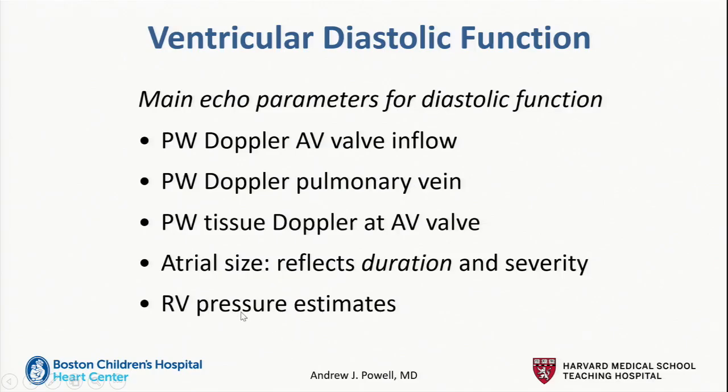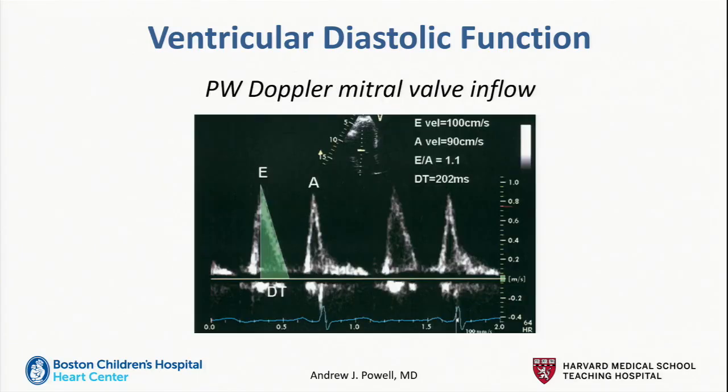And then finally, certainly for left-sided or left ventricular diastolic dysfunction, taking a look at RV pressure estimates is also important, because if you have a high filling pressure in the left ventricle, that'll back up into the left atrium, into the pulmonary circulation, and then into the right ventricular side. And so in severe diastolic dysfunction, you'll get elevated right-sided pressures as well. Okay, so let's look at each of these in a little bit more detail, particularly the Doppler indices.